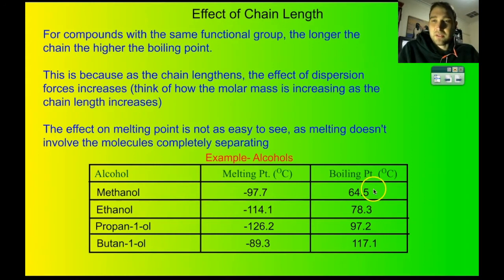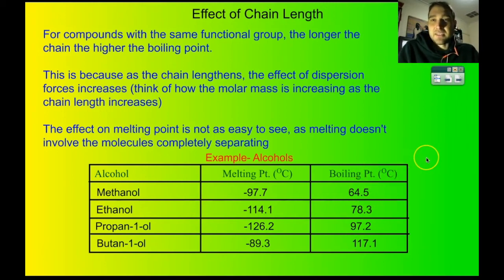And if we have a look at the effect on the boiling point, as we increase the number of carbons in the chain, the boiling point also increases. The effect is clearer on boiling point than it is on melting point, so there's a bit of a mess in the data here. It's all real data. That doesn't mean it's not true, it's just it doesn't really follow the pattern as well as the boiling point does, and that's probably why we're going to focus on boiling point a bit more today.